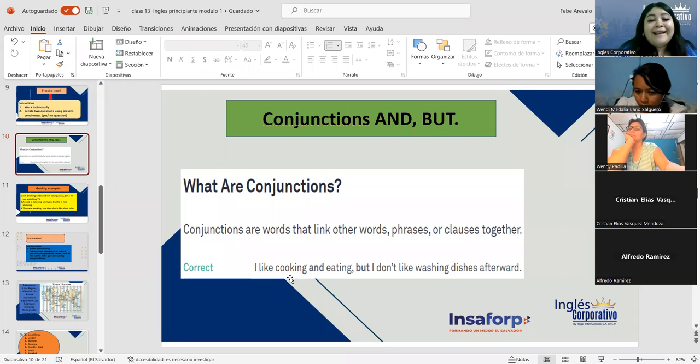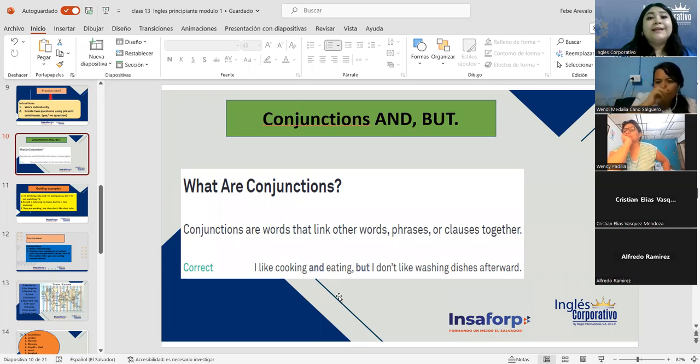Por ejemplo, I like cooking, me gusta cocinar, alright? También puedo decir I like to cook, alright? Puedo dejarlo en infinitivo. Se le llama infinitivo cuando lleva el T-O antes del verbo. To cook, to dance, to wash, to eat, right? A esa forma se le llama infinitive. Pero aquí lo tengo con gerund y está correcto. No hay ningún problema, right?